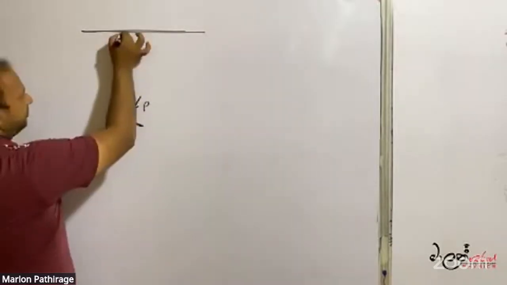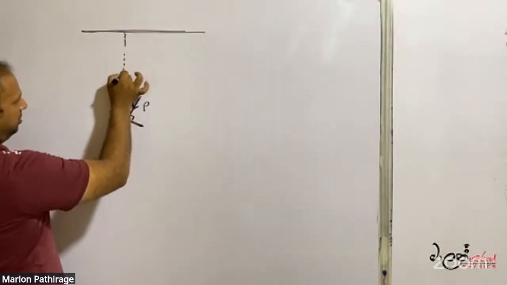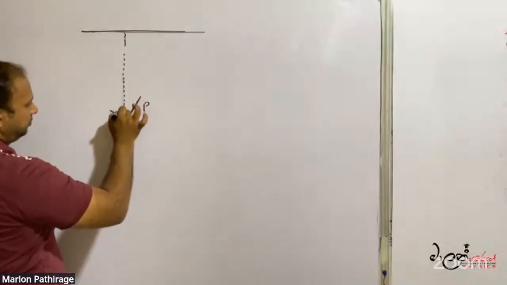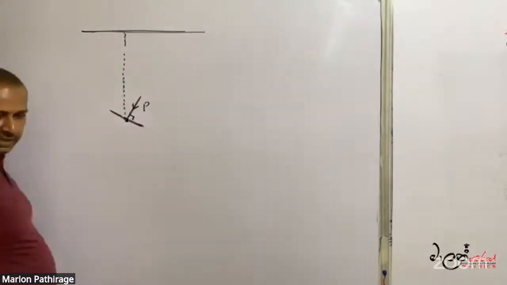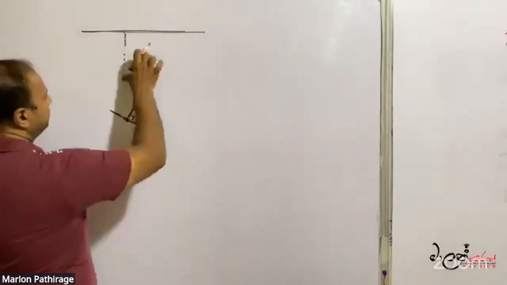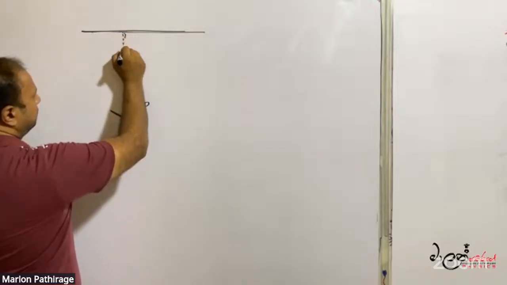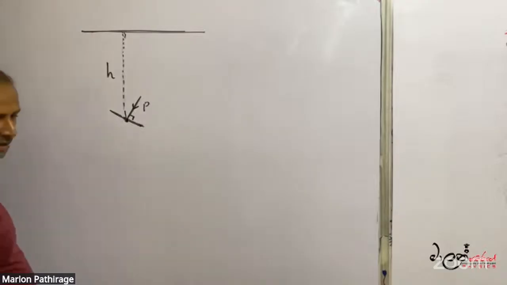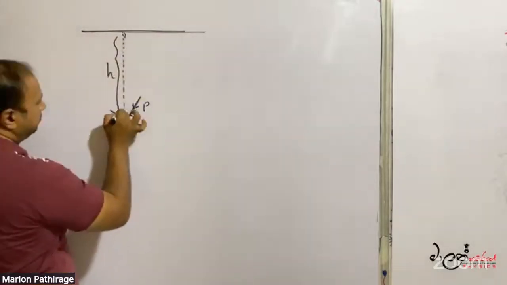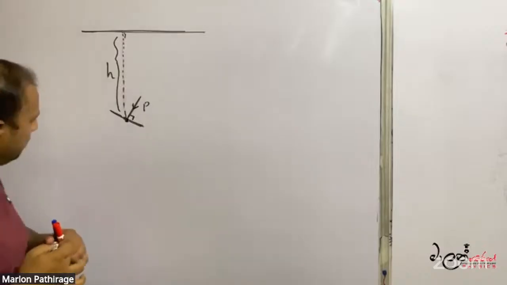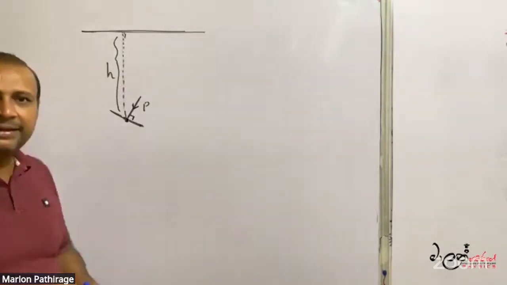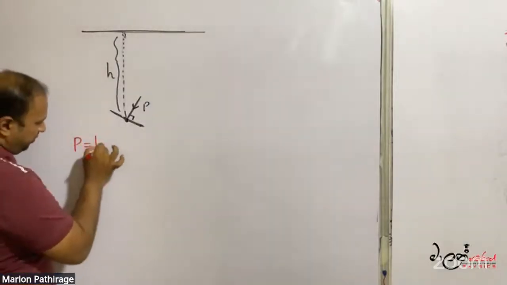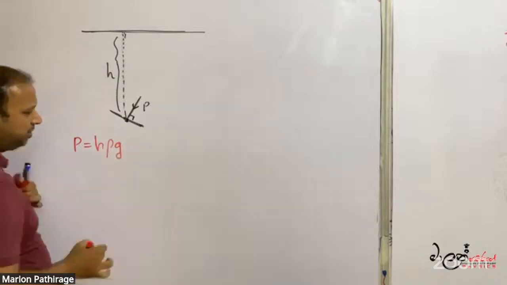and you know this height is h. This height is h. So this pressure is equal to h rho g.